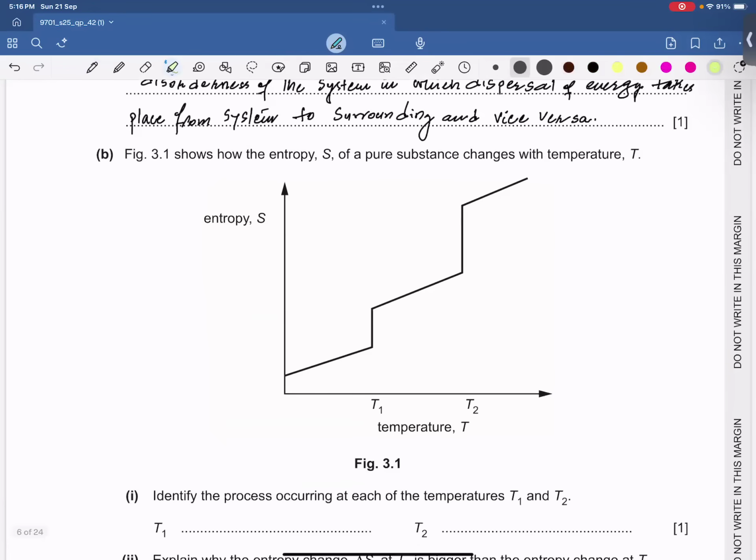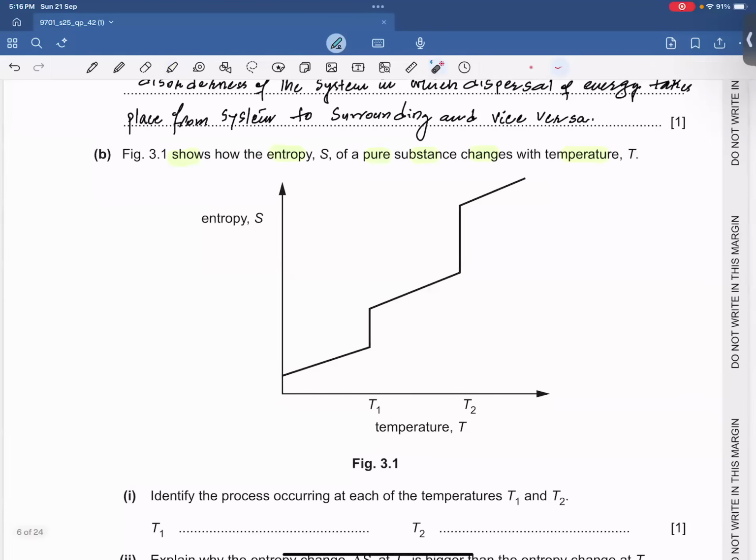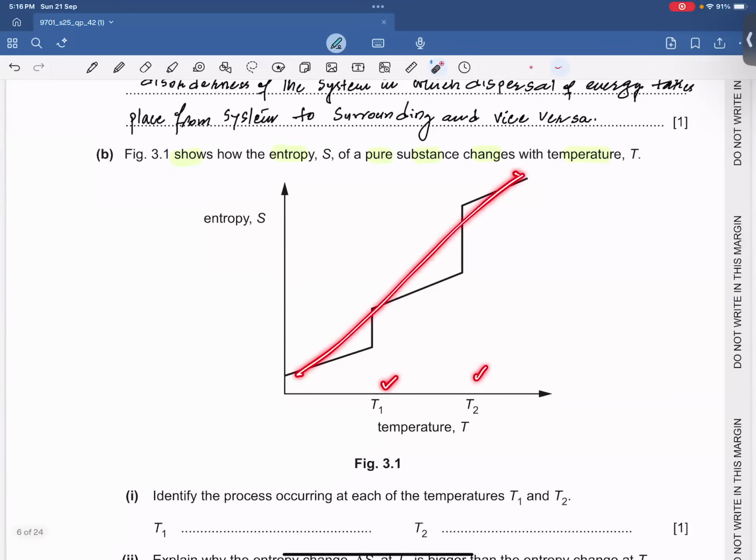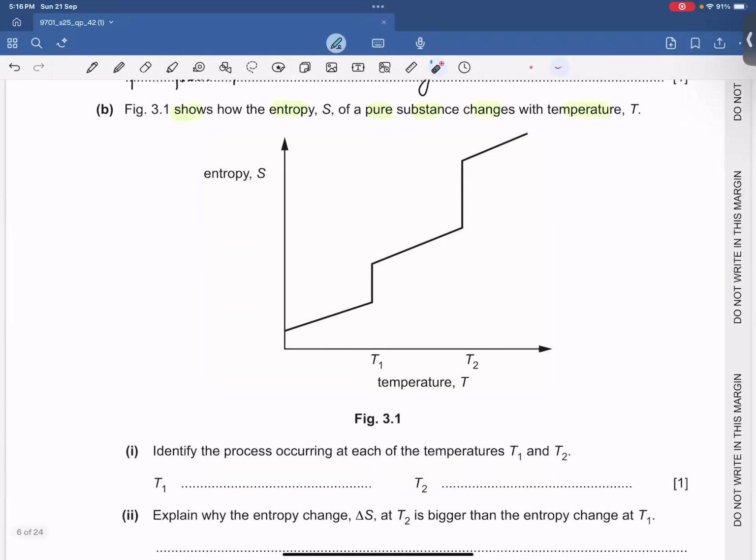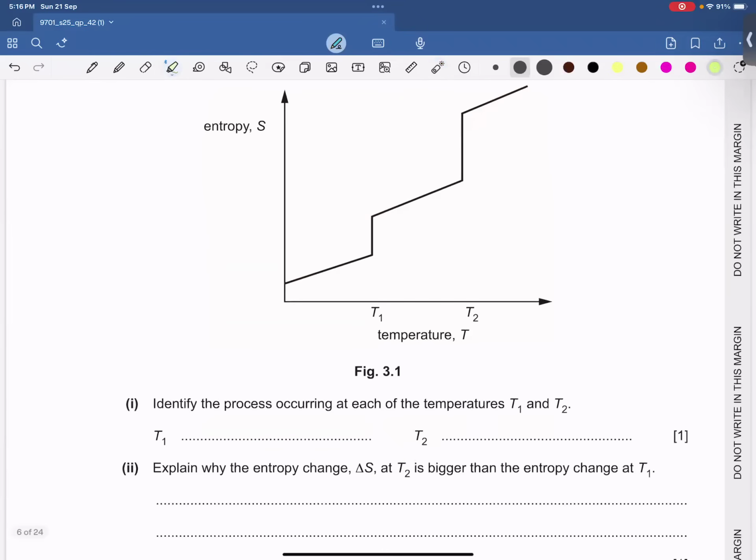Next part of the question is, figure shows how the entropy of a pure substance changes with temperature. So technically, when temperature increases, entropy value also increases. Okay, identify the process occurring at each of the temperatures T1 and T2. So technically, it is a change of state from solid to liquid and liquid to gas. Okay.